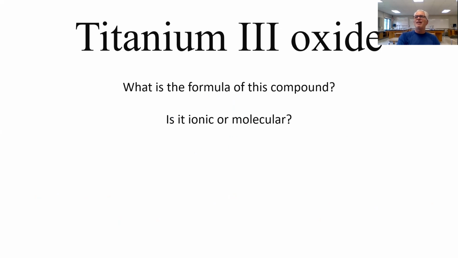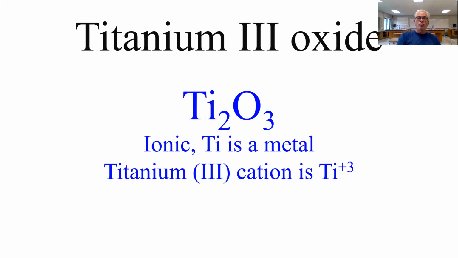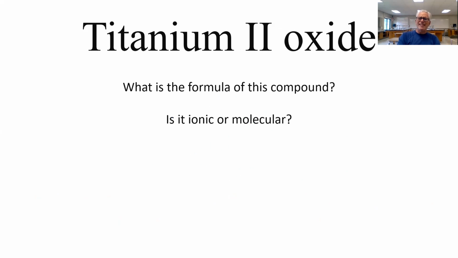Put your finger in the box. Titanium is number 22. Roman numeral 3 means positive 3. Write that down. Ti plus 3, O negative 2. Crisscross. Ti2O3. Titanium, Roman numeral 3 is the cation. Oh, snap, another titanium.